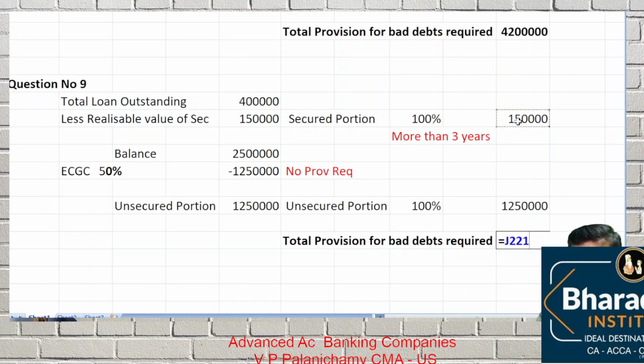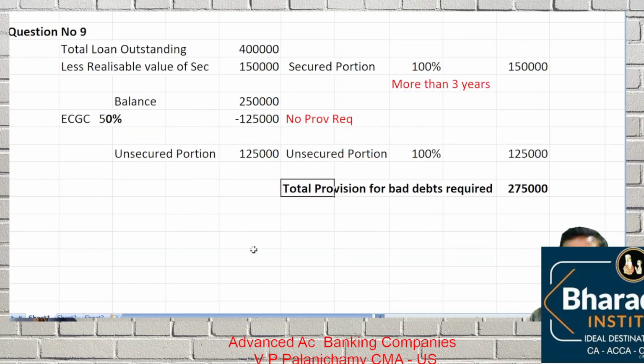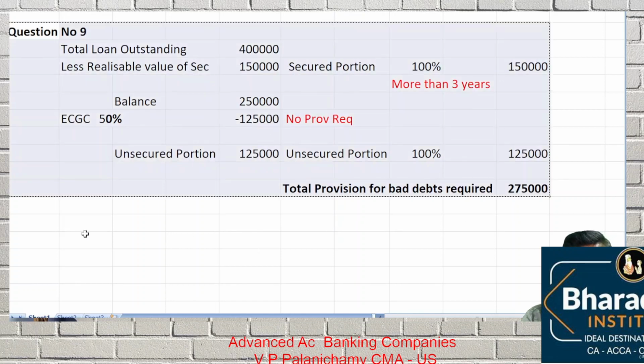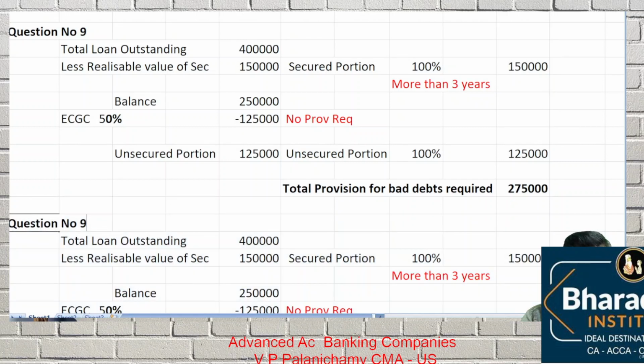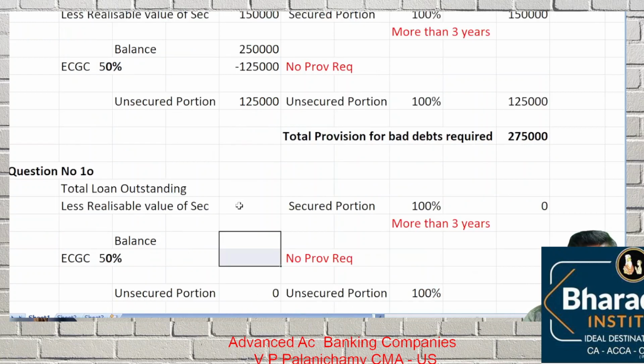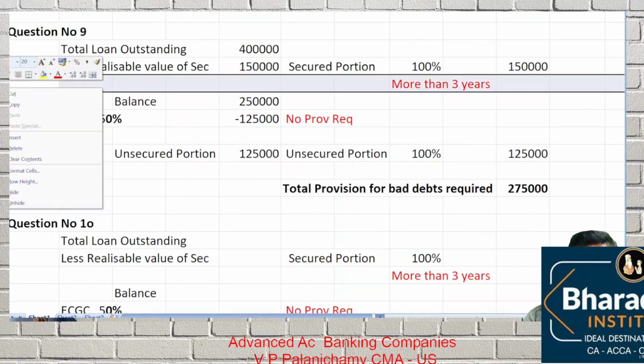Balance, ECGC cover, how much is given? 50%. Further provision is not required. The unsecured portion is 1,25,000, for which 100% provision is required. So 4 lakhs realizable value of security is the secured portion, for which 100% provision is required, 1,50,000, more than 3 years. Balance 50% guaranteed by ECGC, no provision required. Unsecured portion 100% is required. So total provision is 22,75,000.